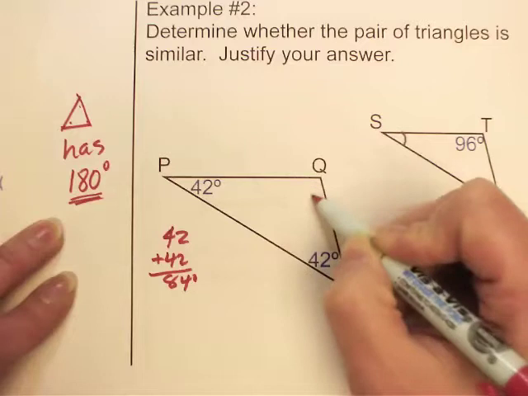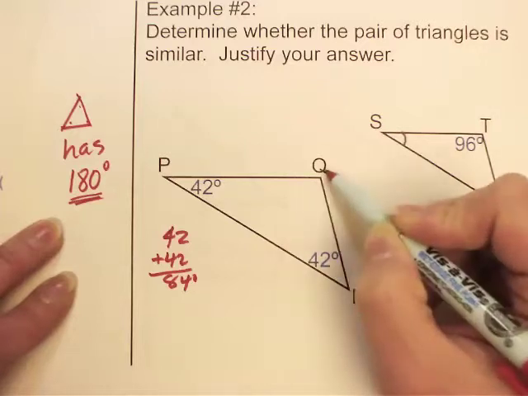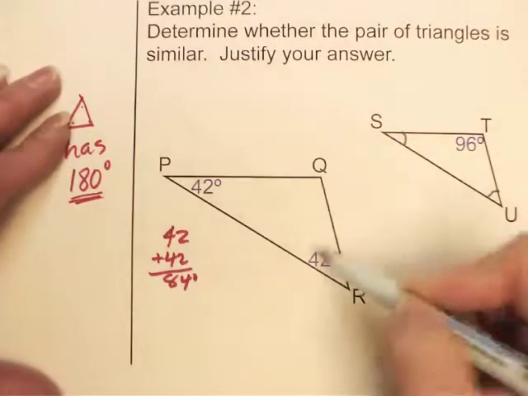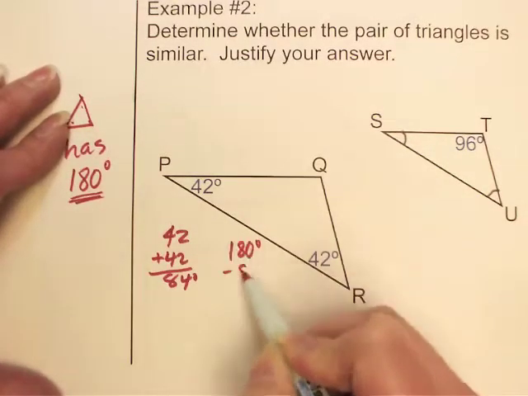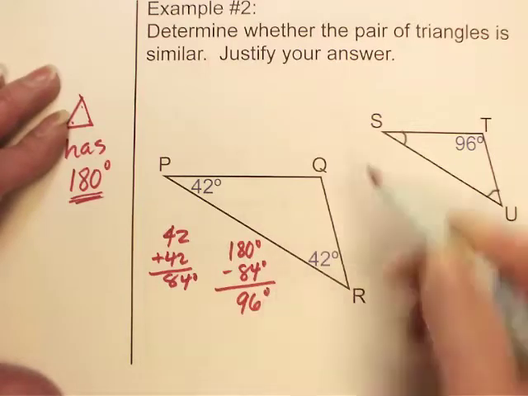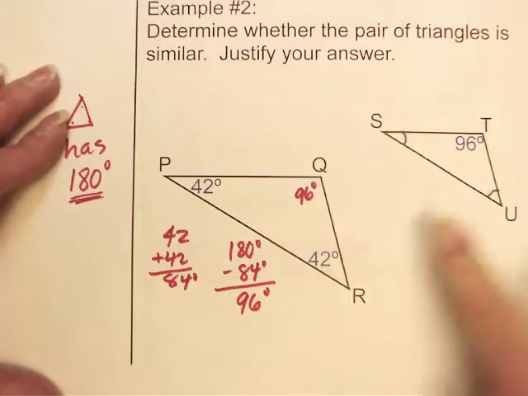So how much is this angle here then, angle Q? I need to find out how much that is. In order to do that, I know in a triangle I have 180 degrees, so I'm going to subtract off what I just found. So 180 degrees minus 84 degrees will give me 96 degrees, which means angle Q is 96 degrees. So now I need to check the other triangle.